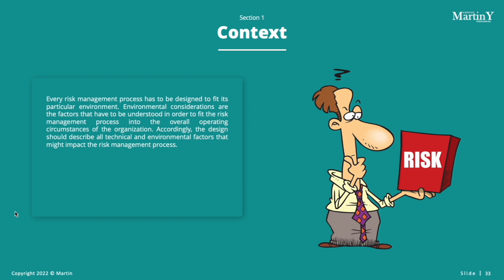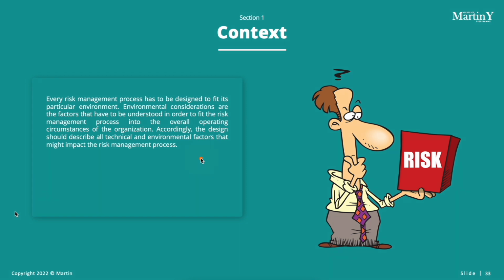Now, every risk management process has to be designed in order to fit a very particular environment. The environmental considerations are one of the factors that have to be very well understood in order to fit the risk management process into the particular circumstances of your organization. So when you are building this design, you should be able to describe all the factors that might impact the risk management process. With respect to the context, the design has to ensure that the process is correctly aligned with the environment, sensitivity, and security requirements within the operational context of your organization.